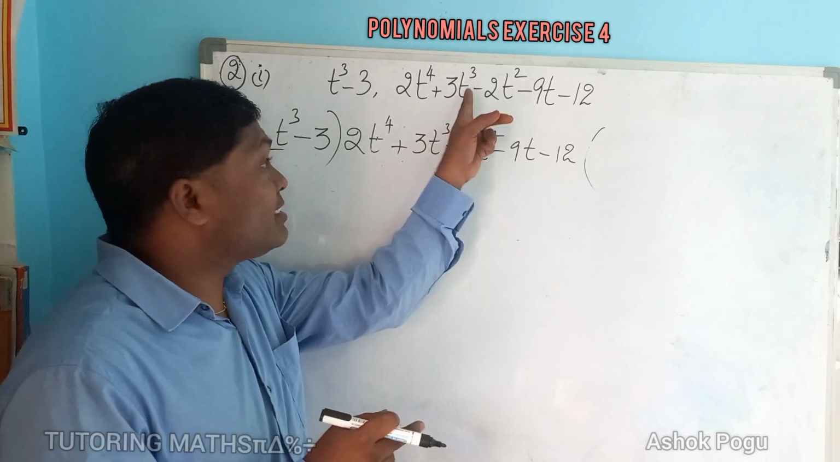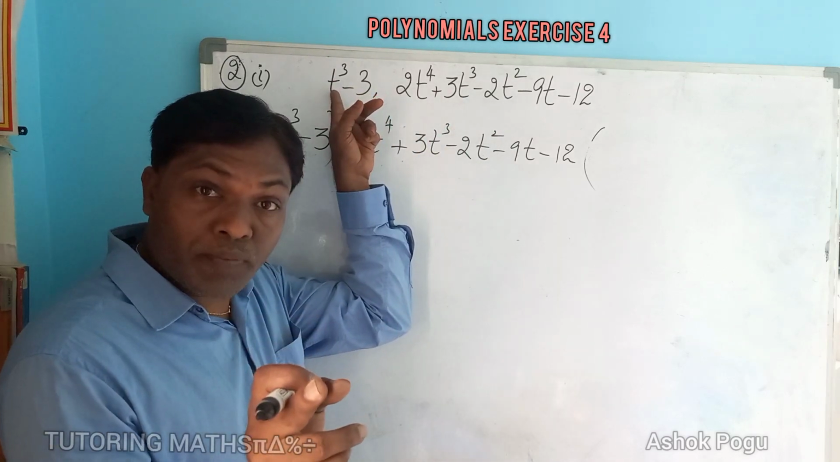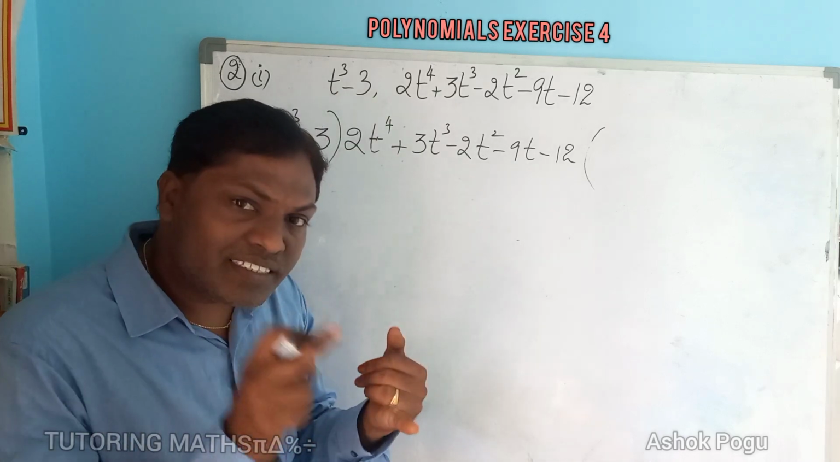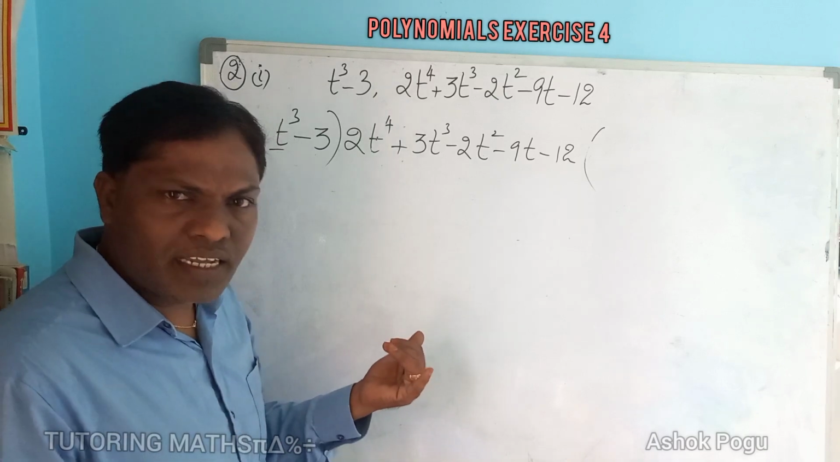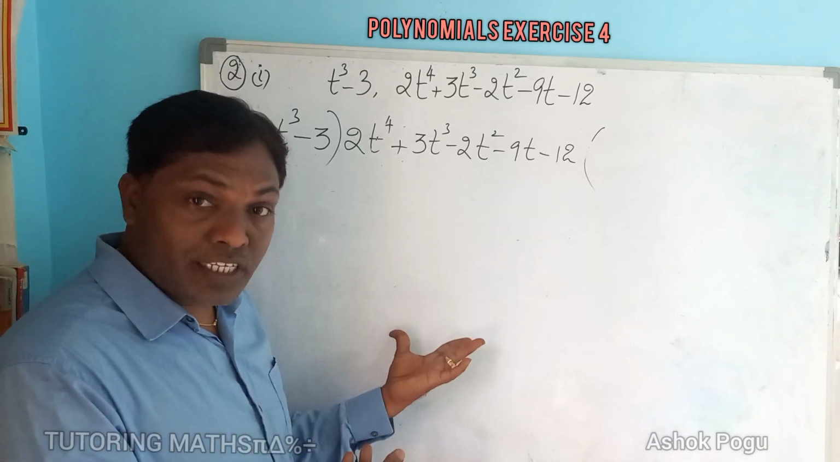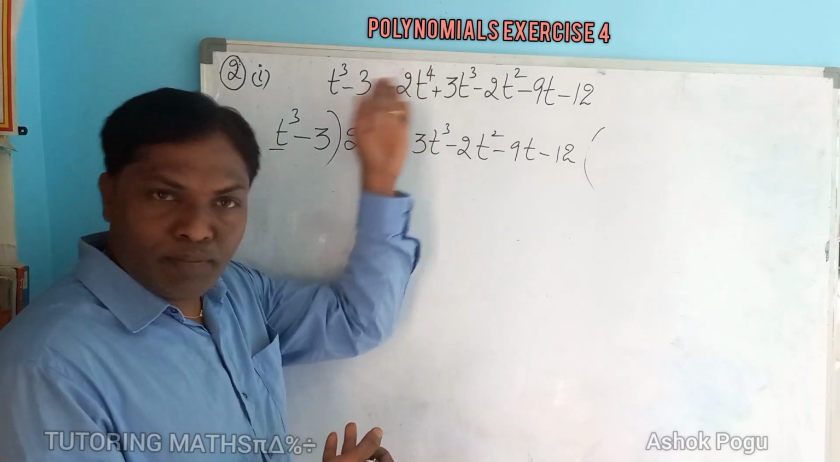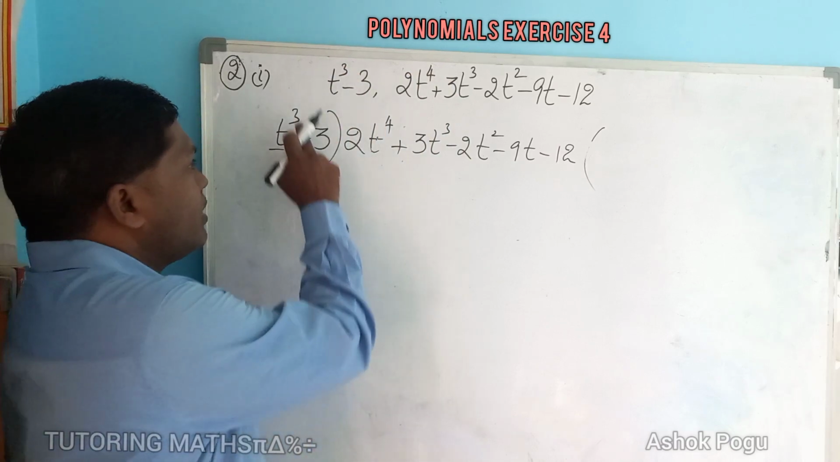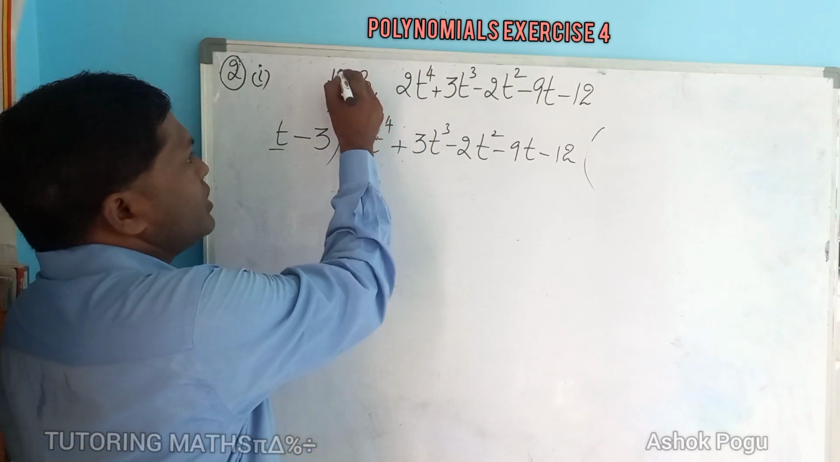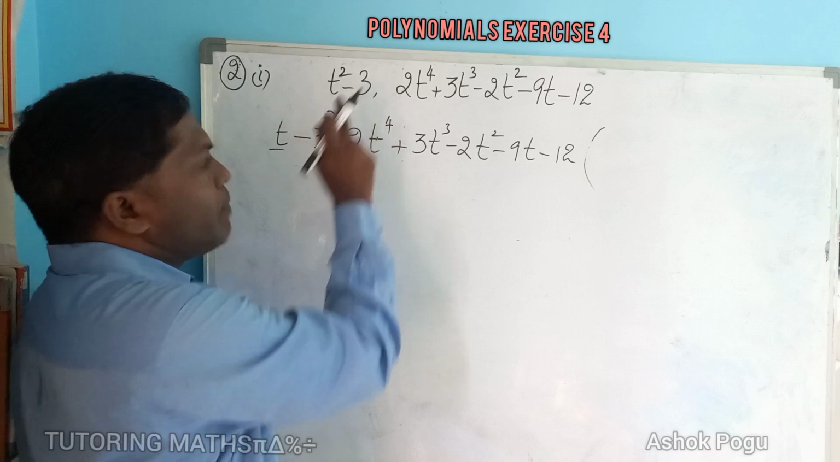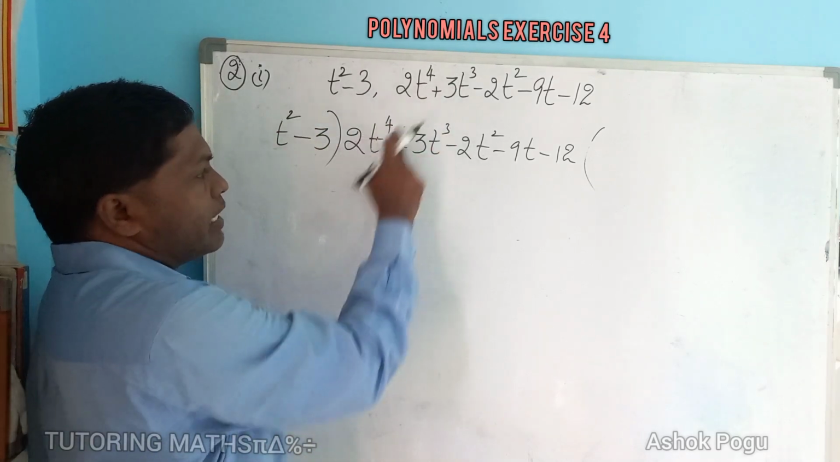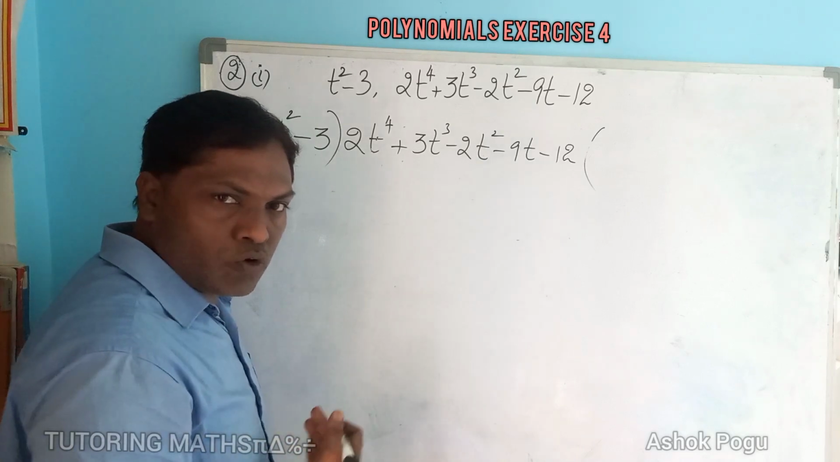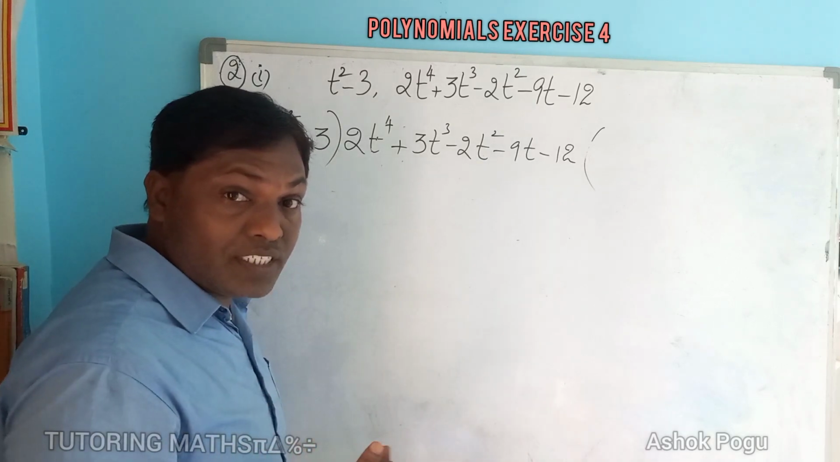When you divide the second polynomial by the first polynomial, if you get the remainder 0, then you can say that it is a factor. Now let us verify, do we get remainder 0 or not by dividing the second polynomial by the first polynomial. Yes, here the question is t square minus 3, first polynomial t square minus 3, and second polynomial. You know how to divide, already we have discussed in our previous question.